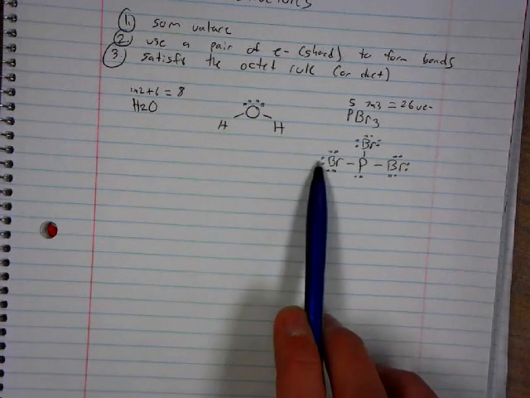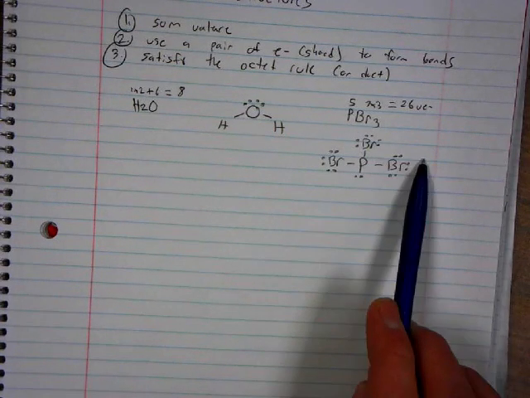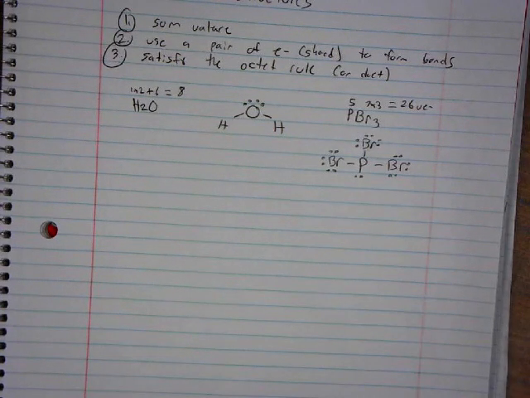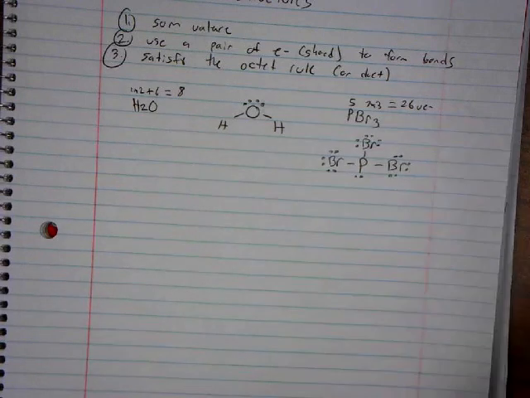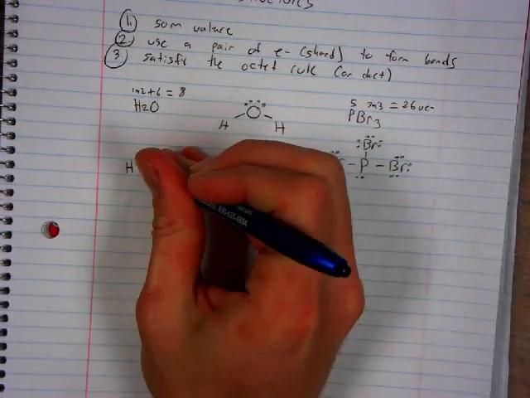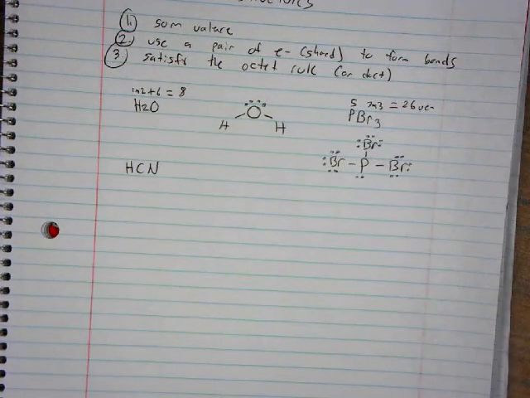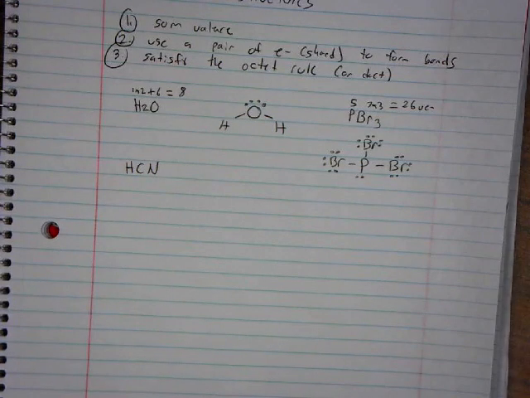Because of the octet rule: these all want to have 8, a full outer shell around them. So every one of these atoms has 8 electrons, shared or around it. Phosphorus has 2, 4, 6, 8. Bromine has 2, 4, 6, 8. Each bromine has 2, 4, 6, 8.